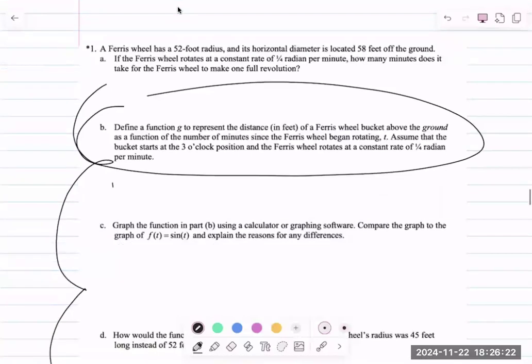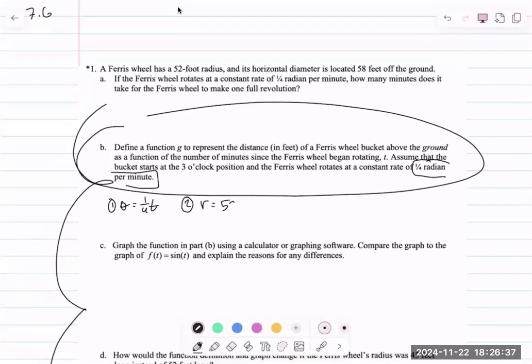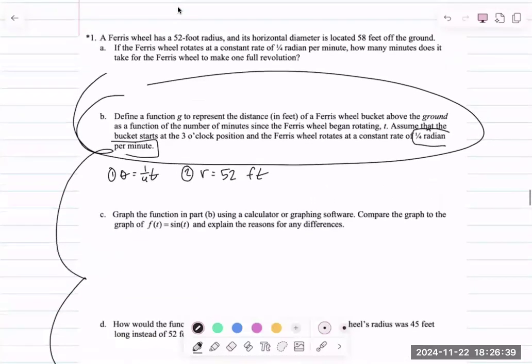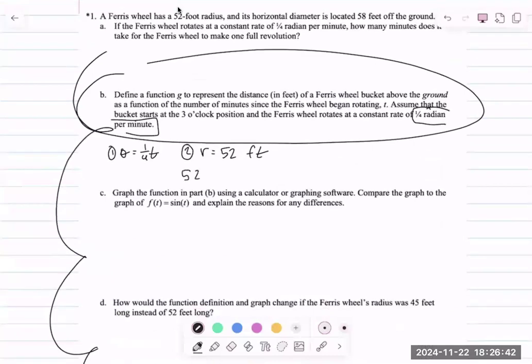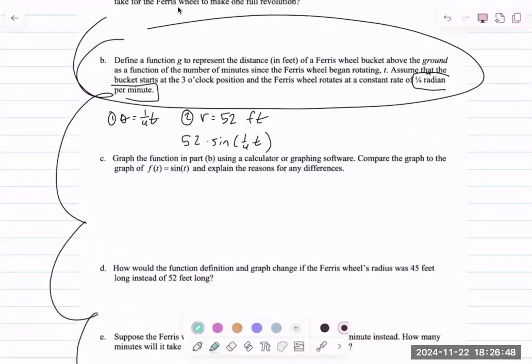Okay. My first thing I like to do is look at this 1/4 radian per minute. That tells me that my angle is just 1/4 times how much time has passed. My second thing is, what is my radius? My radius is equal to 52 feet. So I know that 52 times sine of 1/4 t, I'm going to highlight this green. This part is going to give me my vertical distance above the center of the Ferris wheel, right?